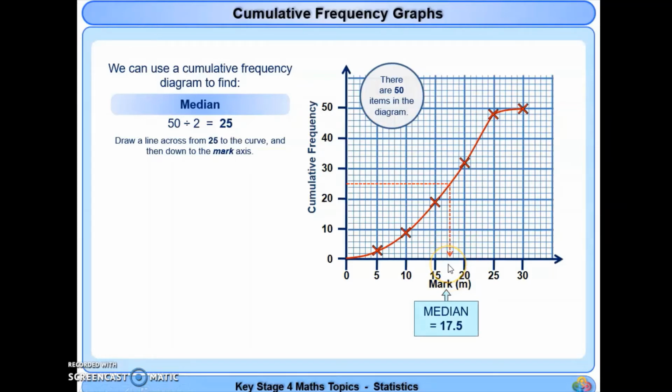Just like when we're using a line of best fit, this value is an estimate of the median. Because your cumulative frequency graph might differ very, very slightly from somebody else's, your median or values we're taking from the graph, we would usually refer to them as estimates.